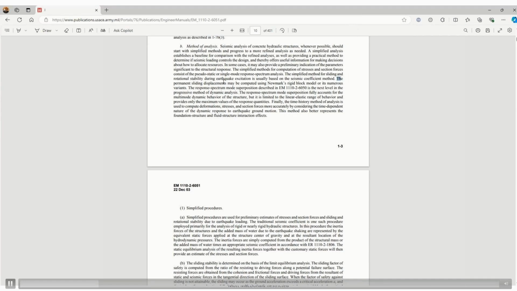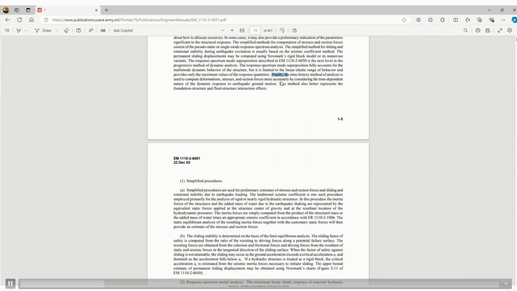The permanent sliding displacement may be computed by a Newmark's rigid block analysis, as I have told you in the previous session. This is more applicable for earthen dams and rock fill dams, where there can be sliding between the different layers of the material. For concrete gravity dams, stresses are more important. We'll come to the DCR and cumulative inelastic duration criteria later on for concrete gravity dams. The response spectrum mode superposition, you can read it. The response spectrum, we haven't done.